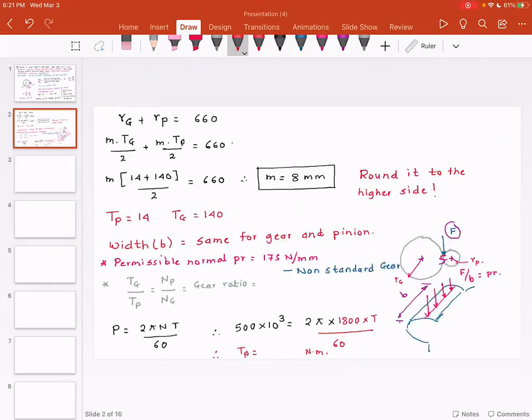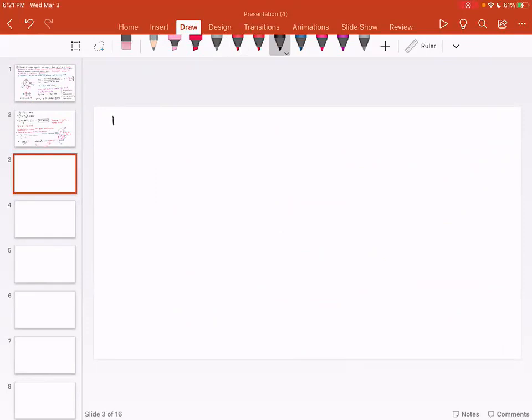Once I find out the torque on the pinion, I need to use this information to find out the force on the pinion. So force on the pinion, F pinion, is equal to torque on the pinion divided by the radius of the pinion. So torque on the pinion, my answer is 2652 Newton meter, divided by the radius of the pinion we already know, which is 0.12 divided by 2. And that gives me 44.2 kilonewton as the force.